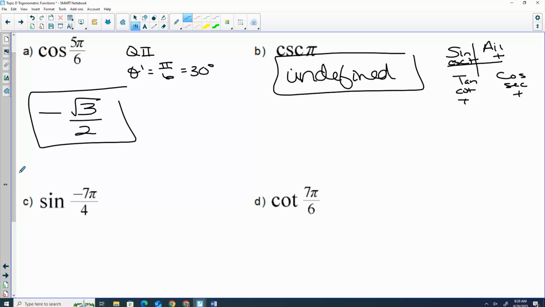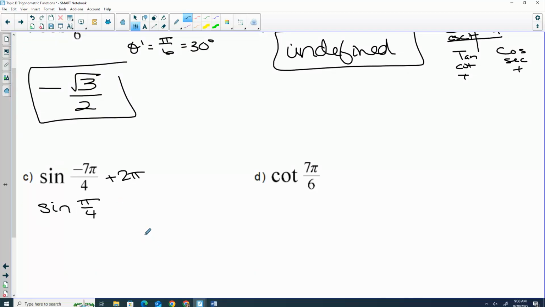Okay, if you have a negative angle, what did we do? Add 2 pi. We go all the way around the circle. So negative 7 over 4 plus 8 over 4 would just be pi over 4. So that's quadrant 1. We know in quadrant 1 everything is positive. Pi over 4 is like 45 degrees. Sine is the square root of the top over 2. Radical 2 over 2.